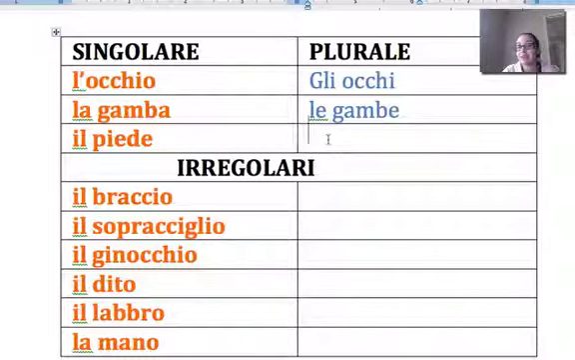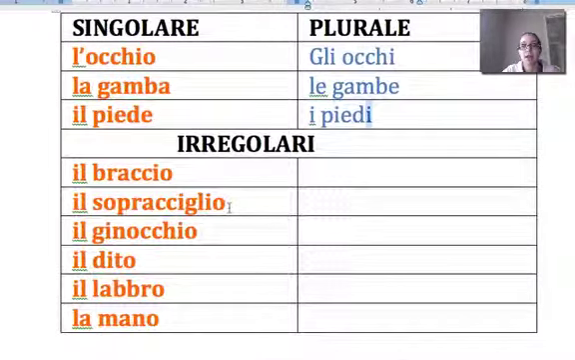We have an il article. Il becomes I. And then the last letter, if it's an E, E becomes I. So remember, O becomes I, A becomes E, and E becomes an I. That's the regular plural. Now, let's look at how some of the parts of the body act in the plural. Not all of them, just some of them.